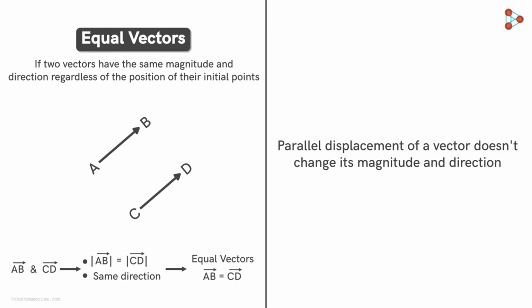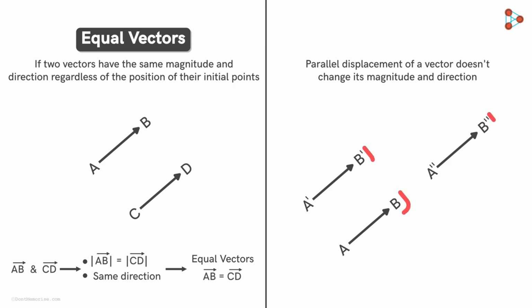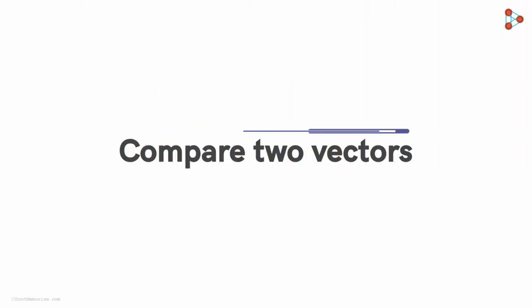So according to this, we can move a vector parallel to its position without affecting its magnitude and direction. For example, we can make two copies of vector AB by moving it parallelly in this direction or moving it in the same direction like this. Here, all the three vectors will be equal to each other. Such vectors are called free vectors. That is, parallel displacement of vectors gives us equivalent vectors. One advantage of this is that it makes it easier to compare two vectors.